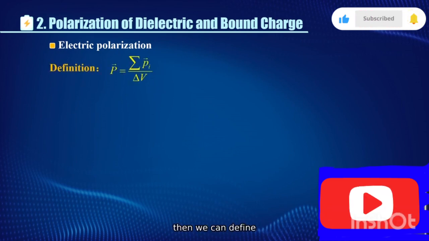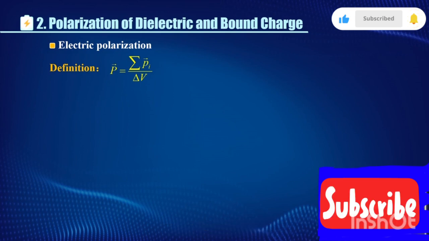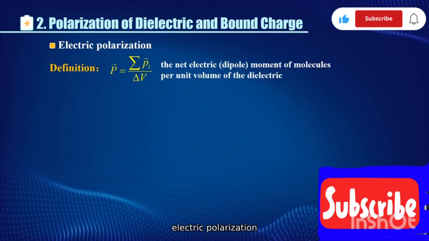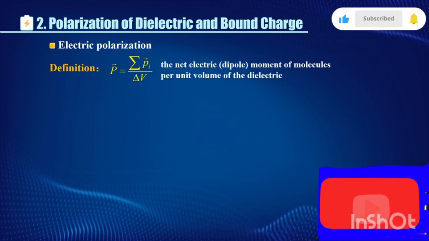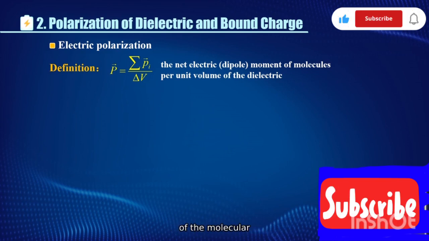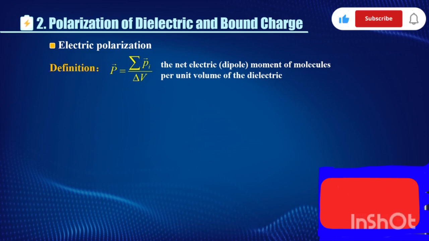Then we can define a quantity to describe how large the polarization is. We can define the electric polarization, call it P. P has the definition like this: P is the net electric dipole moment of the molecules per unit volume of the dielectric.